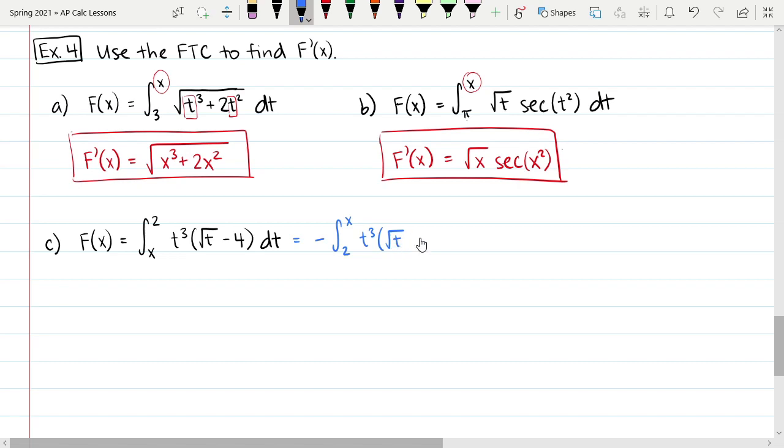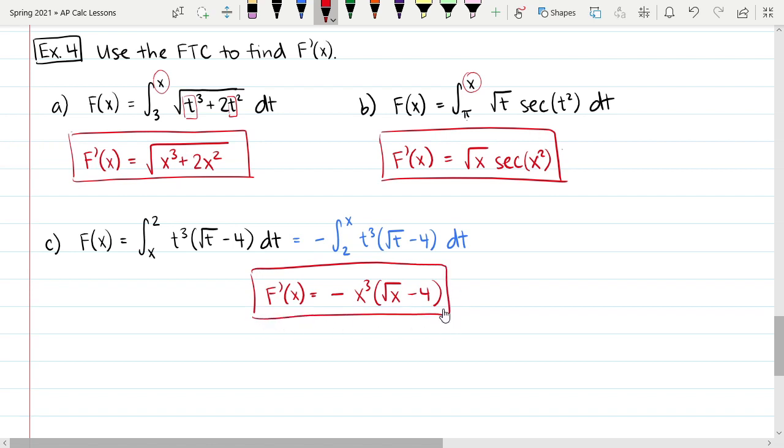And instead we get this. So now this matches what we wanted to have. We have the lower limit as a constant and the upper limit is just x. So now we can find big F prime, and that's just going to be the opposite, because that negative is now there, of x cubed times the square root of x minus 4. Okay, so if your function isn't defined exactly the way that we need it to in order to apply the FTC, look for a way to rewrite it so that it does match what we want.